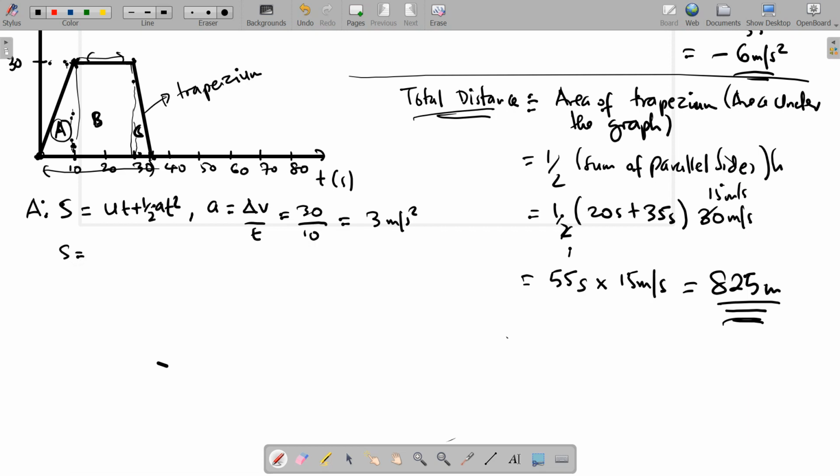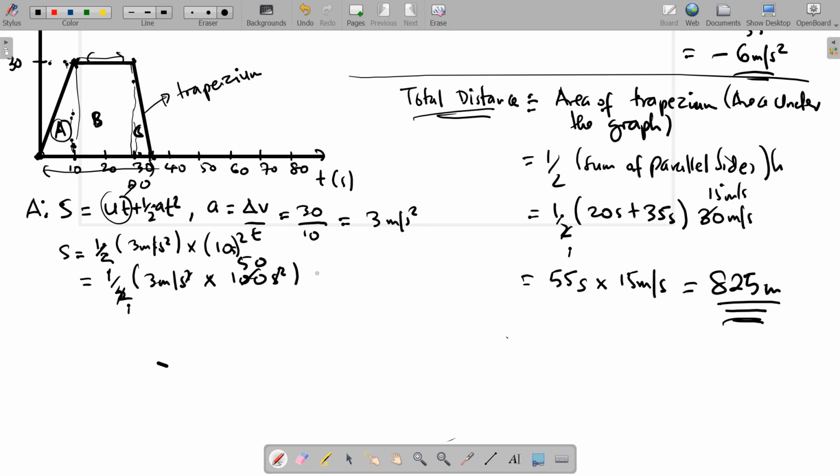If we substitute everything in here, the initial velocity, remember, was 0, so this term will end up becoming 0. So we'll just remain with half, and where there's acceleration, we'll put 3 meters per second squared, multiplied by the time, 10 to the power 2, which will give us 100 seconds squared. So that will be ½ × 3 m/s² × 100 s². The seconds can cancel out. 2 into 100 gives us 50. Then the answer here will end up being 150 meters. That's the first part of the journey.